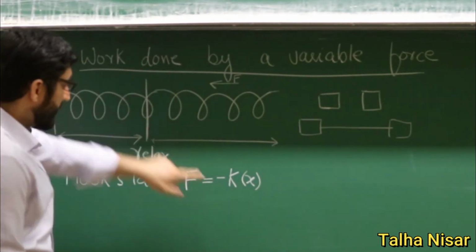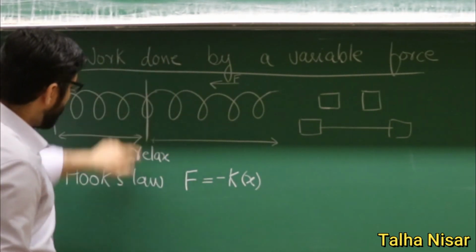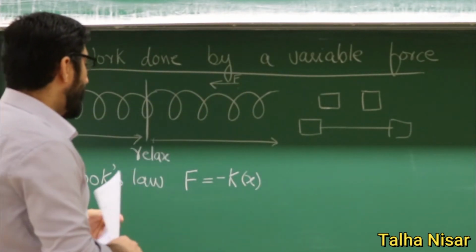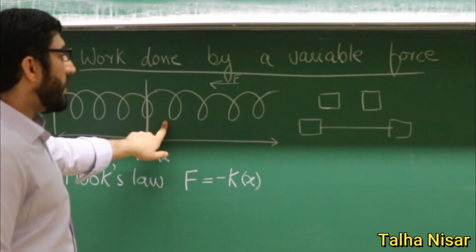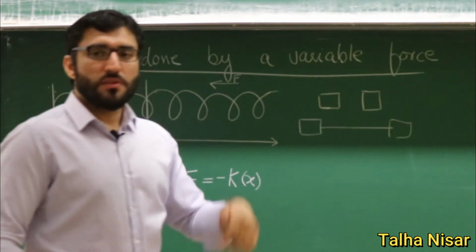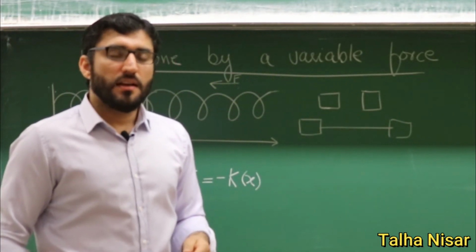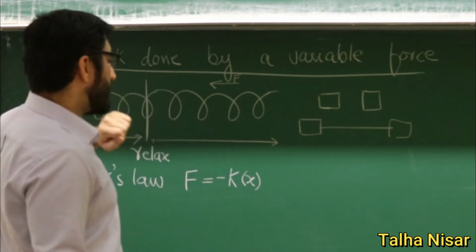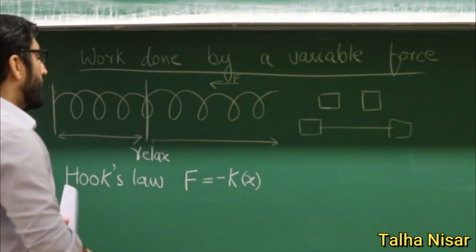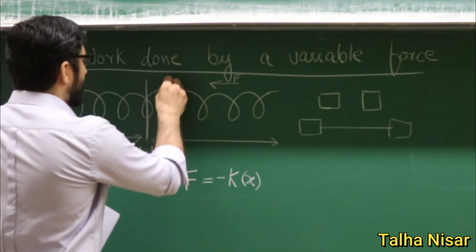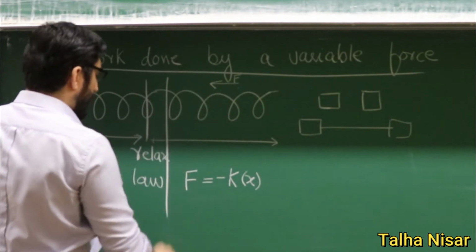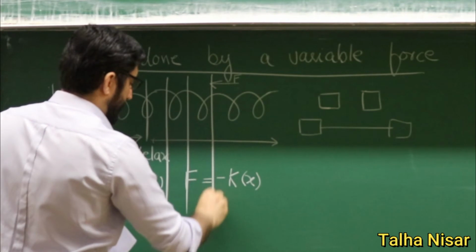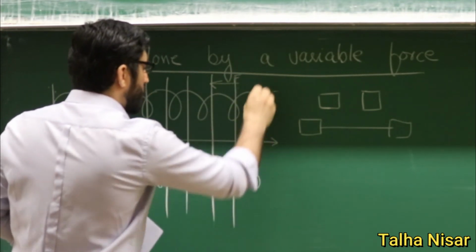And if this x is 0, meaning it's at the relaxed length, then there will be no restoring force. So when we have a variable force, how do we calculate the work done, since we are talking about the work done? In the case of a variable force, we split the whole system into different small parts.